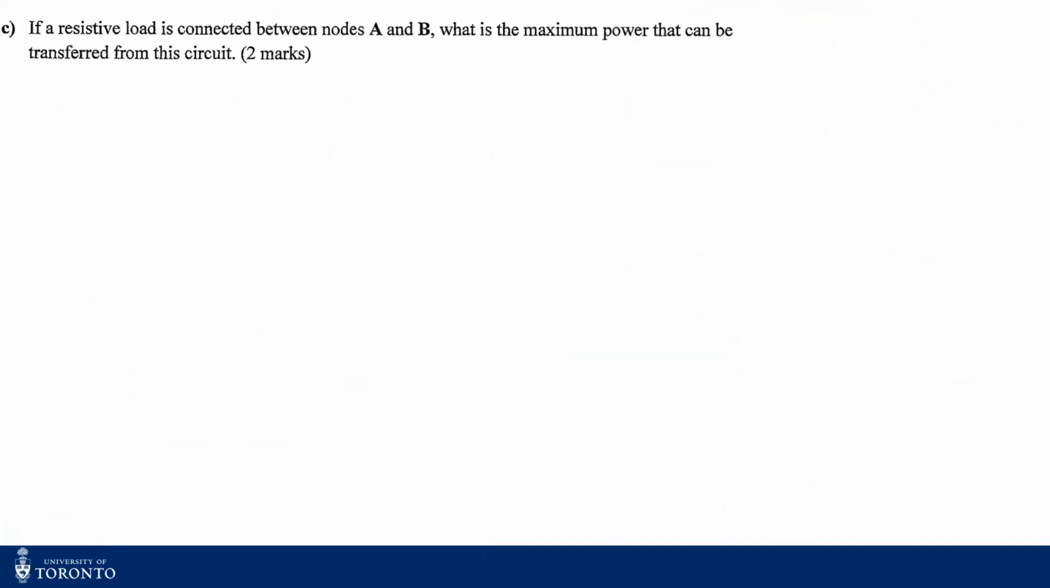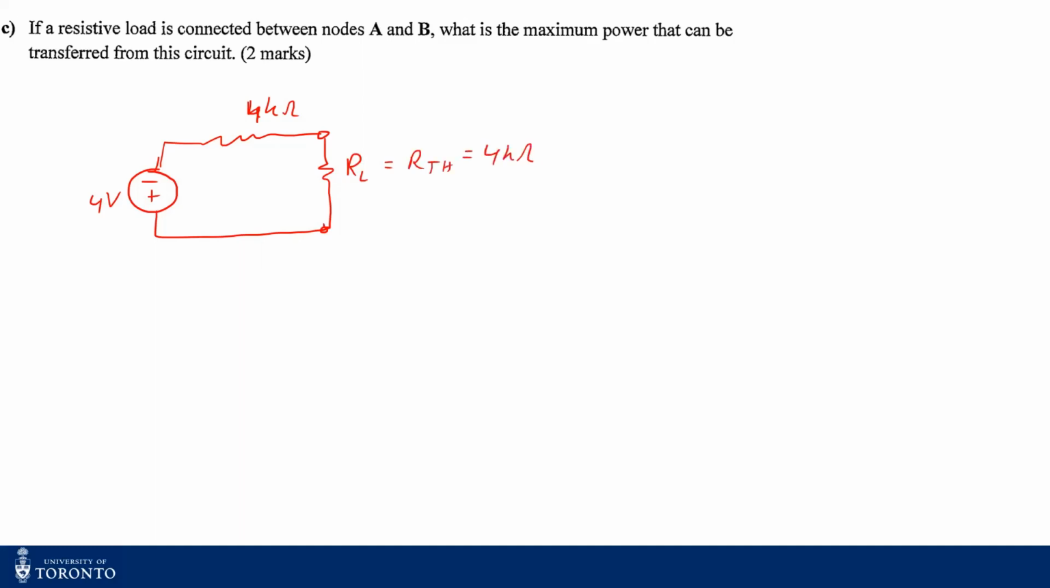Now you have to find out, if a resistive load is connected between nodes A and B, what is the maximum power that can be transferred from this circuit? So your Thevenin circuit is just this one. If you connect resistance RL, for maximum power transfer you know that your RL has to be equal to R Thevenin or R Norton, which has to be equal to 4 kilo ohms.